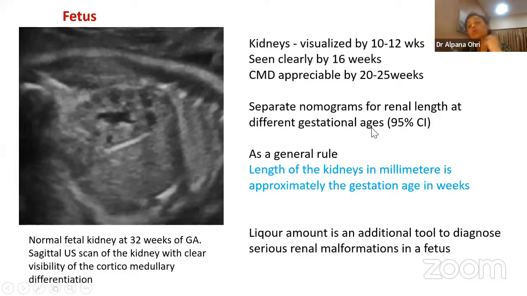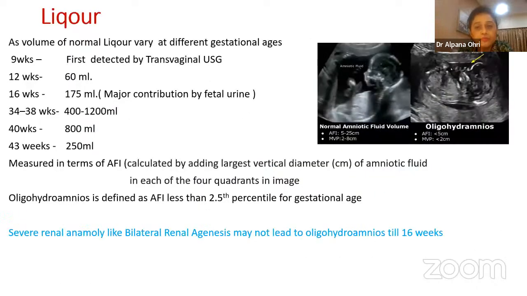Now, for those who do not have access to these nomograms, because they're slightly trickier to find, we can use this formula: the length of the kidneys in millimeters is approximately equal to the gestational age in weeks. In antenatal sonographies, we have an additional parameter, which is liquor, which can be used as a surrogate marker of severe renal malformations in the fetus.